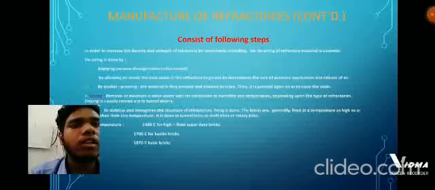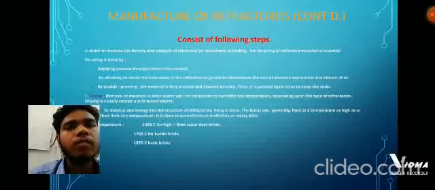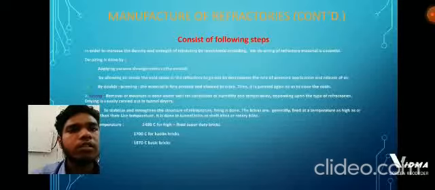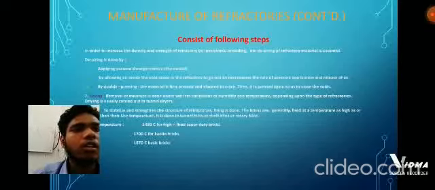The deairing of refractory materials is essential. Deairing is done by first applying vacuum while in the bowl. Second, by allowing air inside the void space in the refractory to go out by adjusting the rate of pressure application and release of air.